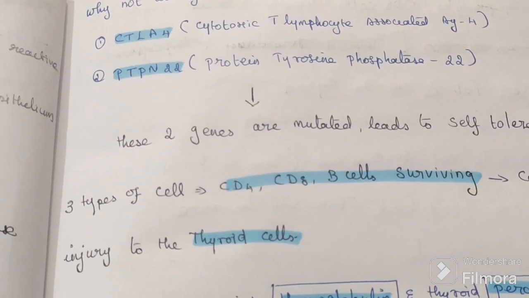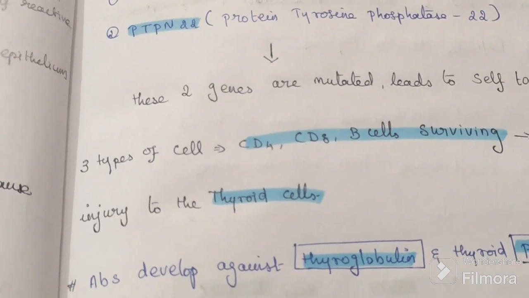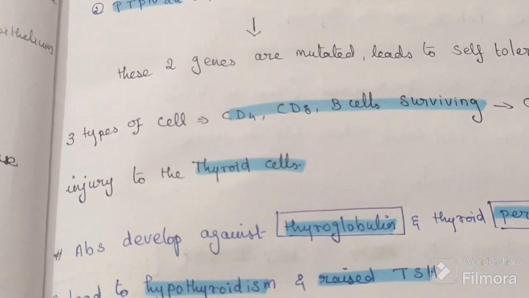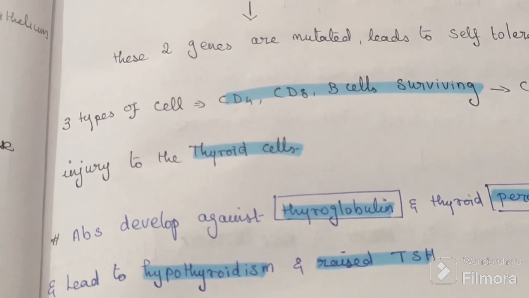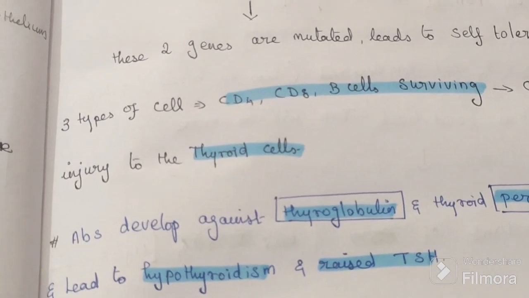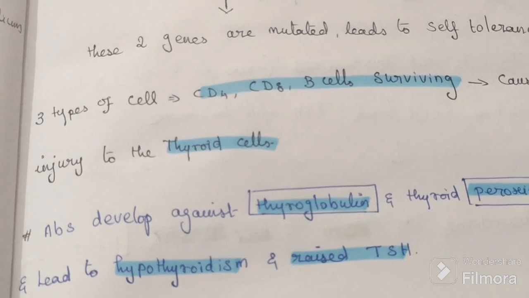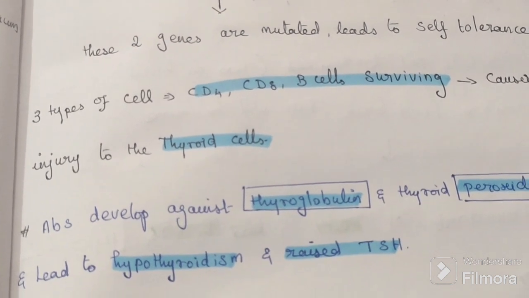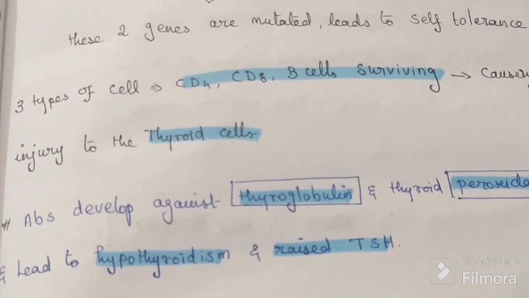These three types of cells are causing injury to the thyroid cell. Here antibodies are forming. Now B lymphocytes are forming antibodies. Antibodies are formed against which antigen? What was the antigen in Graves disease? TSH receptor. Graves disease means thyroid stimulating hormone receptor.